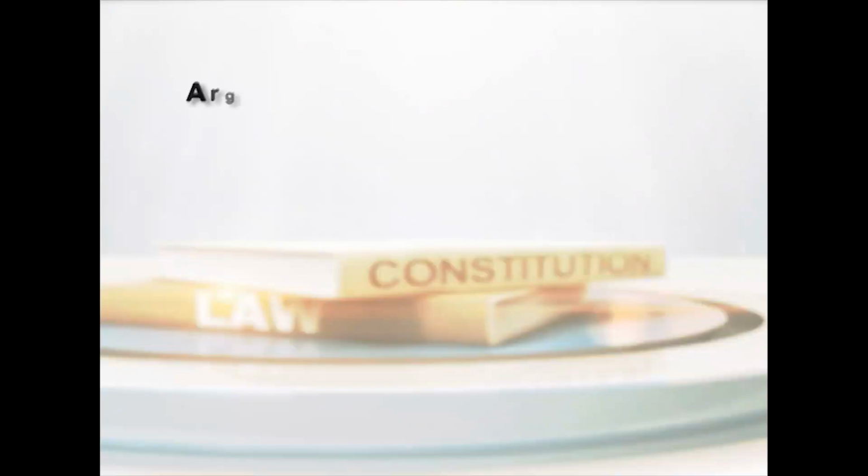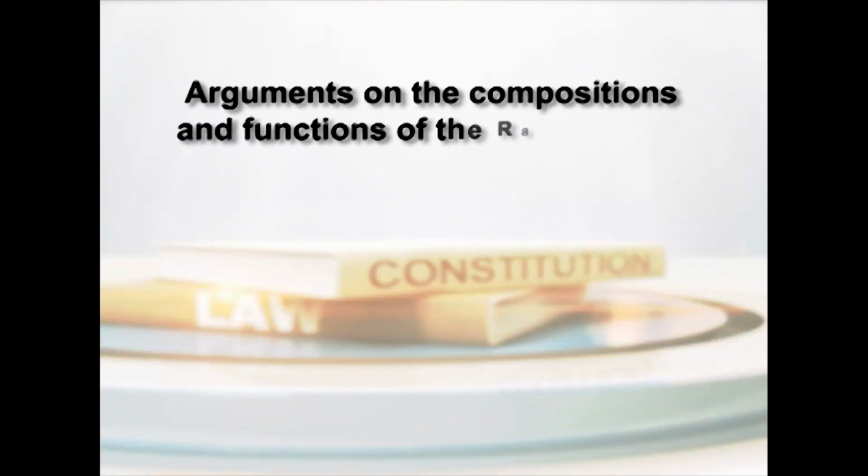Now, so far as the Rajya Sabha is concerned, the Constituent Assembly was unanimous so far as the usefulness of the second chamber is concerned. But there were divergent opinions regarding the composition, the maximum number of members and the functions of the House. Several suggestions were forwarded in this regard by the members of the Constituent Assembly.